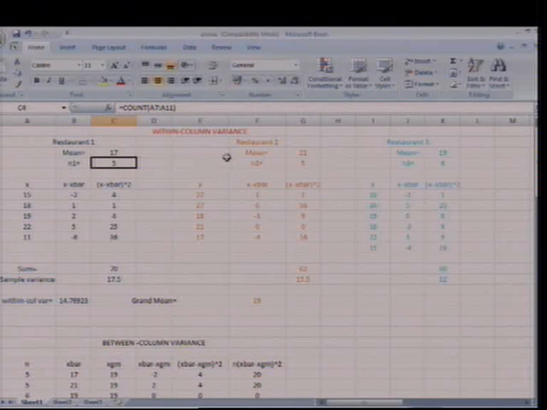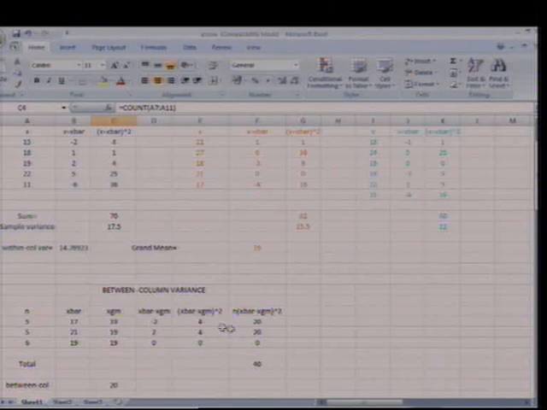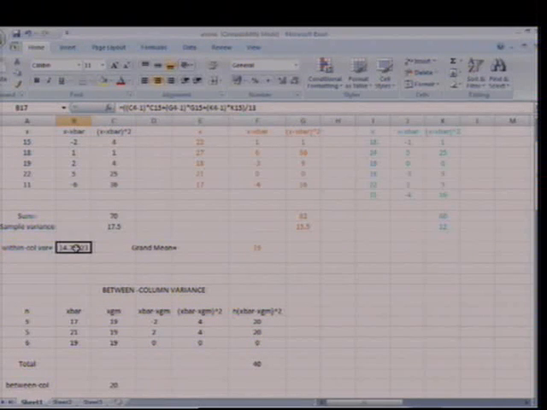Similarly, for the second restaurant it is 15.5, and for the third restaurant we have calculated 12 with the help of Excel's formula. And then we have calculated our within column variance as 14.76923.